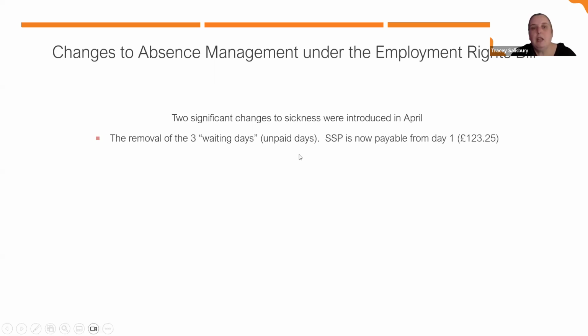So the first change is that the 3 unpaid waiting days have now been removed, which means statutory sick pay is payable from the first day of absence. So previously, people would have 3 days unpaid before SSP kicked in. Now, any sickness, even if it's only 1 day of sickness, qualifies for SSP. The rate is at £123.25 a week, so it's not a huge amount of money, but it is 3 extra days that you need to pay that you wouldn't have paid before.